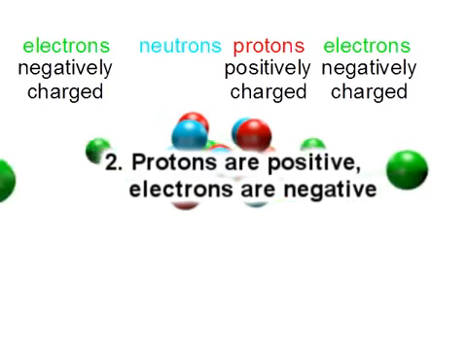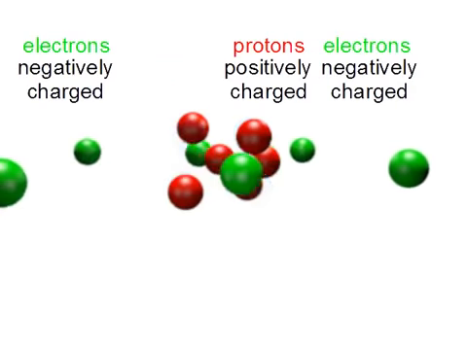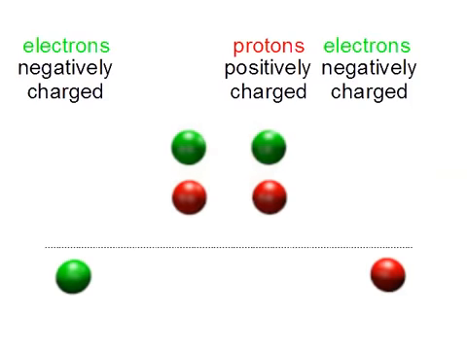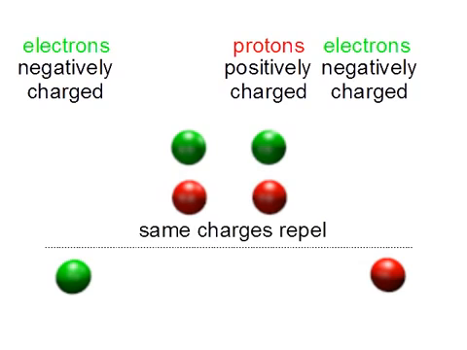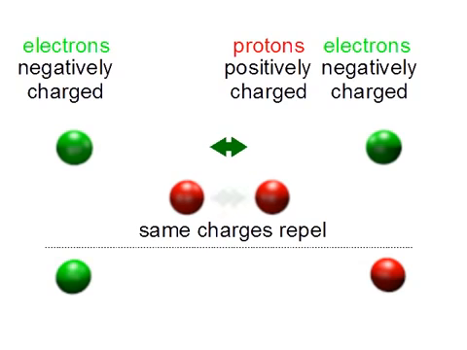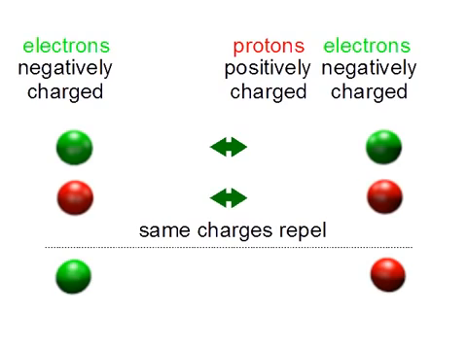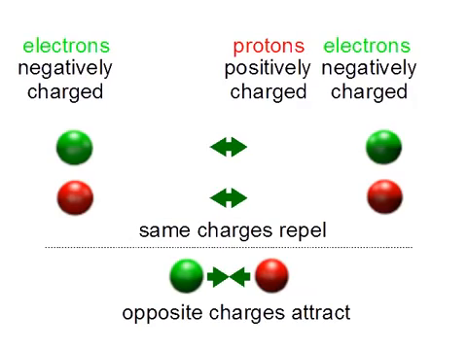Second, the protons are positively charged and the electrons are negatively charged. The neutrons are not charged at all, so we'll ignore them. What does charge mean? Charge is simply a way of saying how the electrons and protons will behave. Things that have the same charge will repel each other, so two negatively charged electrons will repel each other, as will two positively charged protons. And things that have opposite charges will attract each other. So a negatively charged electron will attract a positively charged proton.